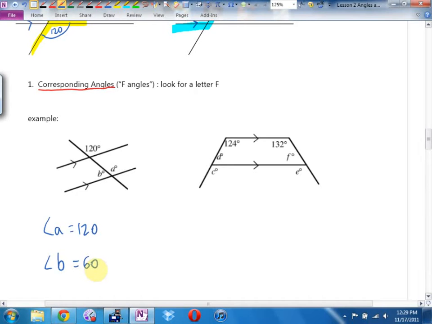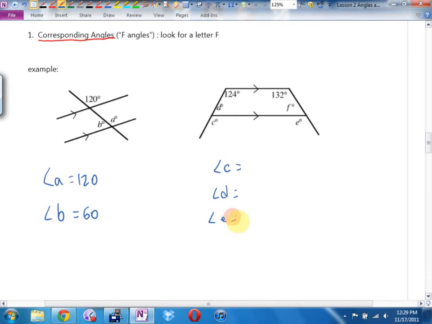Jordan, what am I going to find first in this one? So let's go angle C equals, angle D equals, angle E equals. Angle F equals. Can anybody tell me how big angle C is? I'm either going to use the 124 or the 132. And I'm looking for X's and F's right now. Matt? But I agree. 124, 124, corresponding.